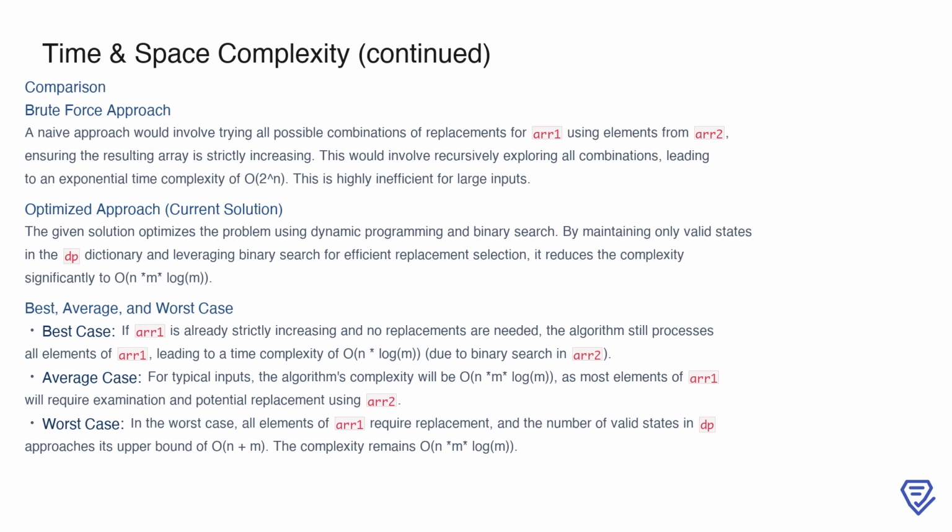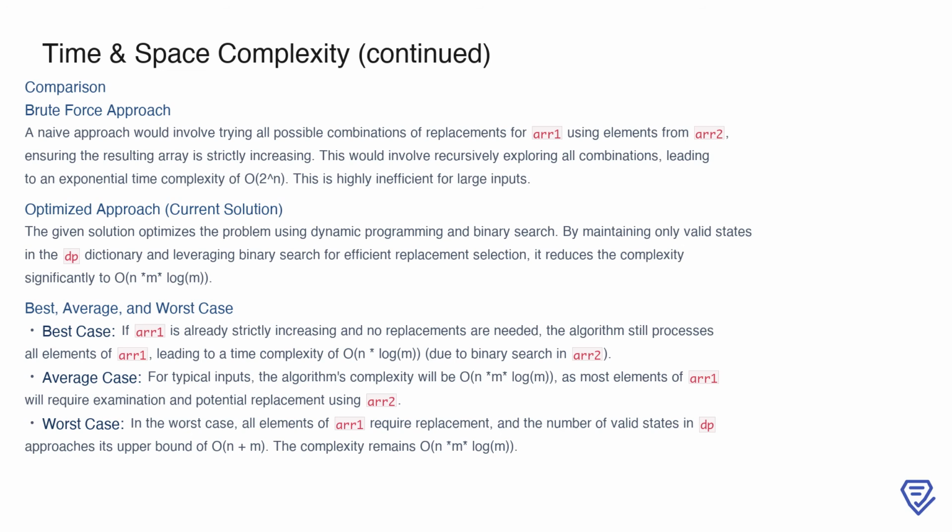In contrast, the current solution optimizes the problem using dynamic programming and binary search. By maintaining only valid states in DP and efficiently selecting replacements with binary search, the complexity is reduced to O(n*m*log m). In terms of best, average, and worst cases, the algorithm performs as follows.